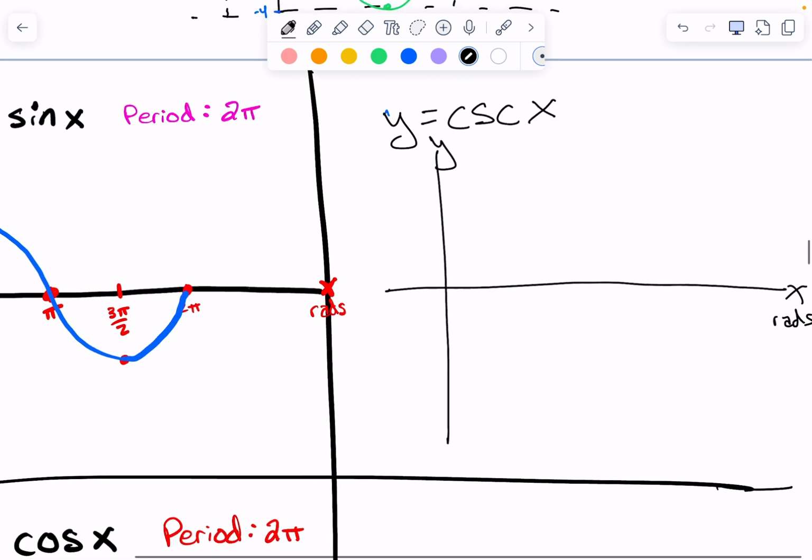So what you're going to do is mark 1 and negative 1 right here and right here. This is 1. This is negative 1. He goes to 2 pi over here. If sine's period is 2 pi, cosecant's period is also 2 pi. So put him down there. 2 pi.